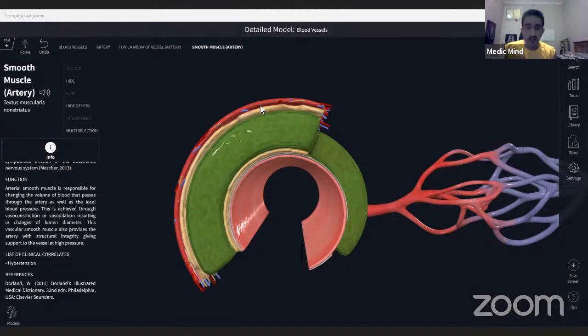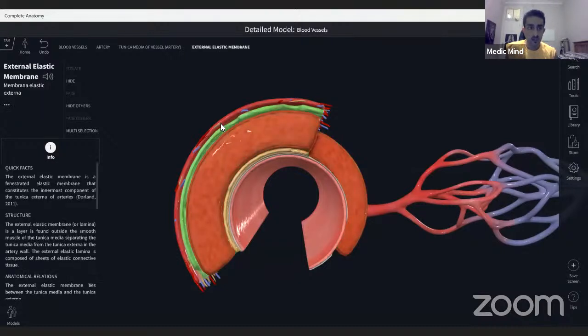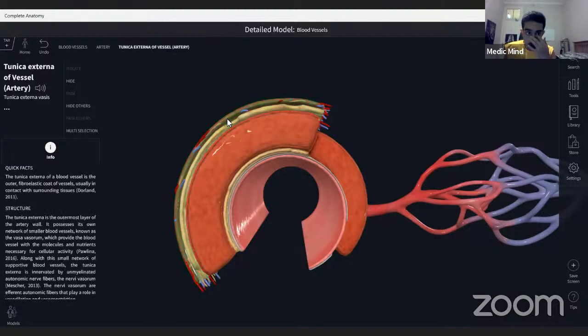And then your last outer layer is your tunica externa. So your tunica externa has an external elastic membrane, again, more elastin fiber for stretch and recoil, but also has the vessels that supply the artery walls. And that's really important to note.